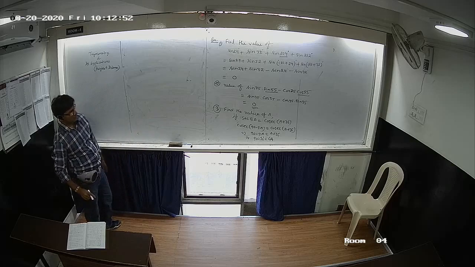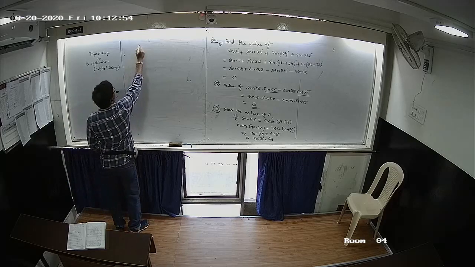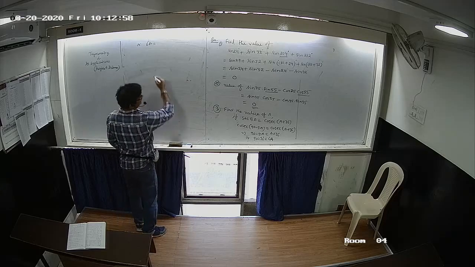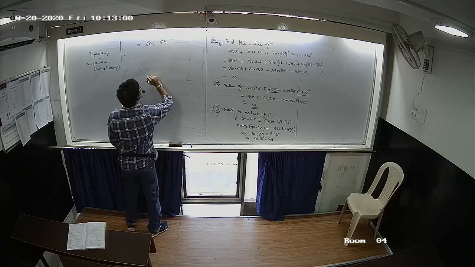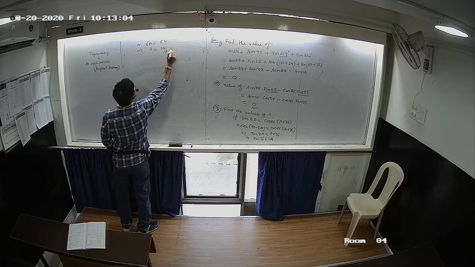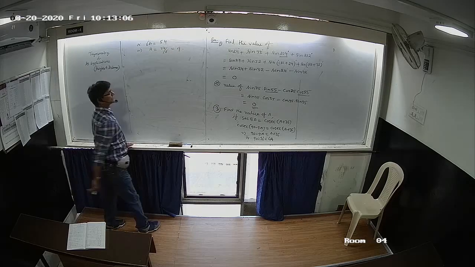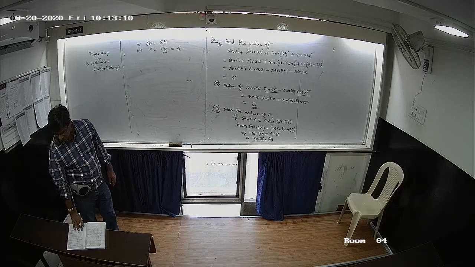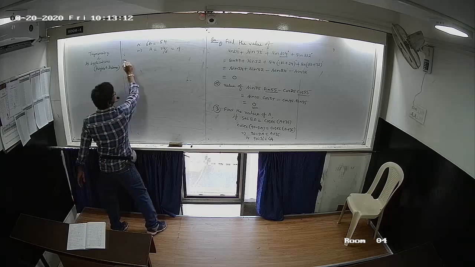So we get 90 minus 36 equal to 6A, or 6A is equal to 54. So that implies A is equal to 9. So the value of A is 9. Now let's have some results in trigonometry what we have learned.